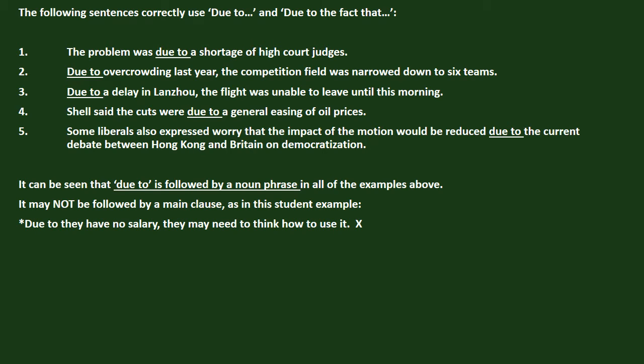5. Some liberals also expressed worry that the impact of the motion would be reduced due to the current debate between Hong Kong and Britain on democratization. It can be seen that due to is followed by a noun phrase in all of the examples above. It may not be followed by a main clause, as in this student example. Due to they have no salary, they may need to think how to use it. So remember, this is a wrong way to use it.